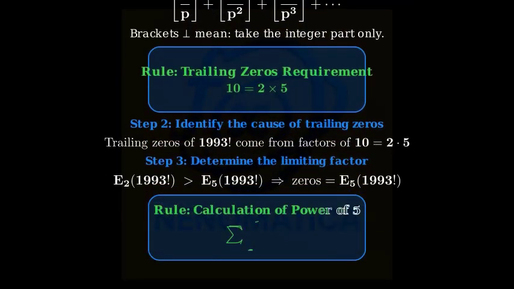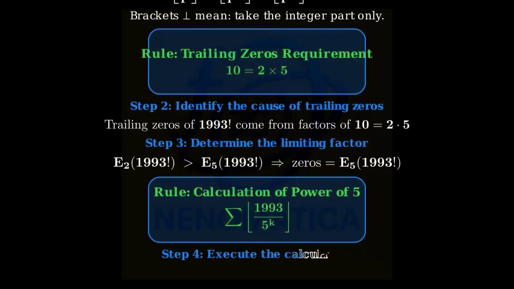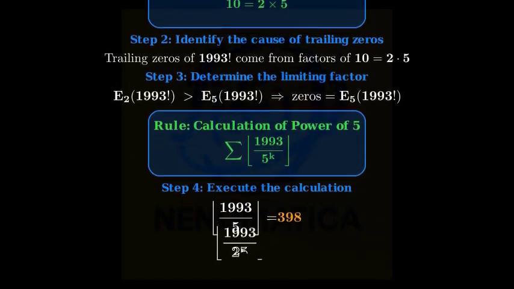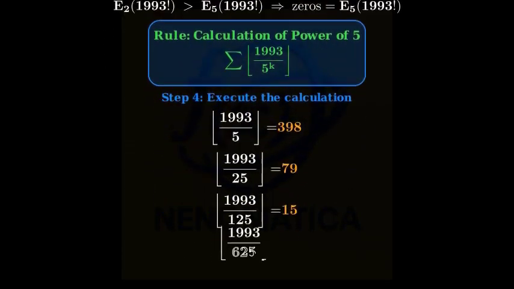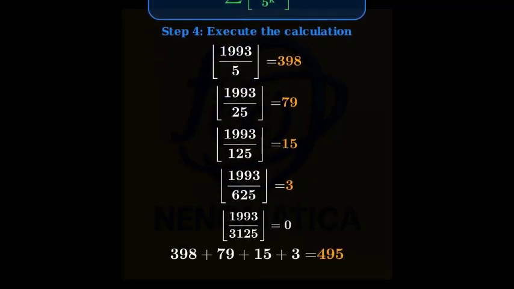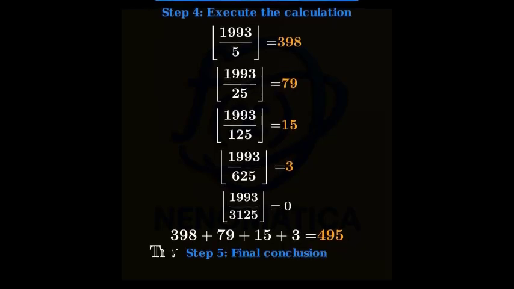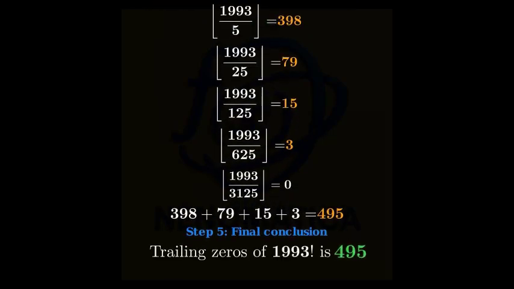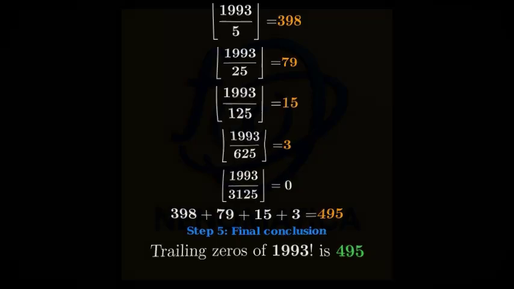Step 4. Compute the power of 5 in 1993 factorial using Legendre's formula. We sum the integer parts of 1993 divided by 5, 25, 125, and 625. The next power, 3,125, is already larger than 1993, so it contributes 0. Step 5. Final conclusion. The number of trailing zeros of 1993 factorial equals 495. That is the final answer.